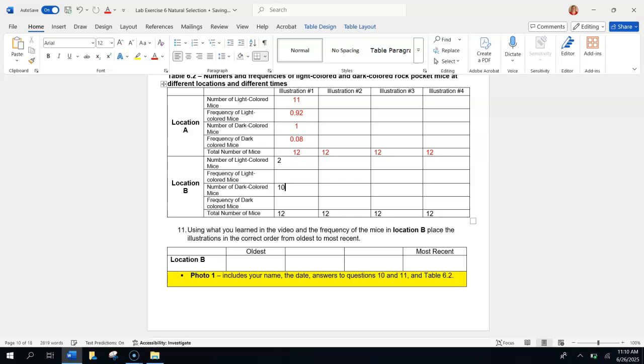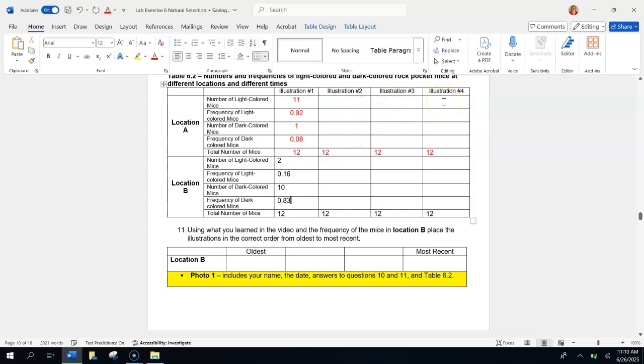So now what? Now we need to figure out the frequency. So we're going to take 2 divided by 12. You're going to take the total number of a specific color of mice divided by the total. That's going to give us 0.16. And then we're going to take 10 divided by 12, and that's going to give us 0.83. So there's the first illustration for you. You're going to continue to do that for all 4 illustrations, so illustration 2, 3, 4, etc.